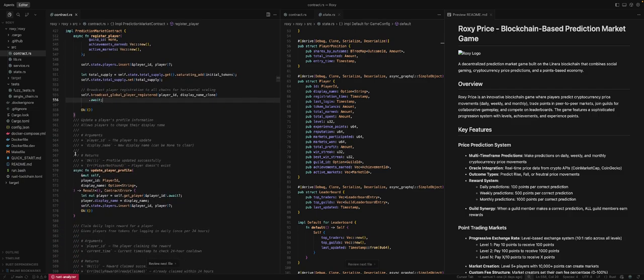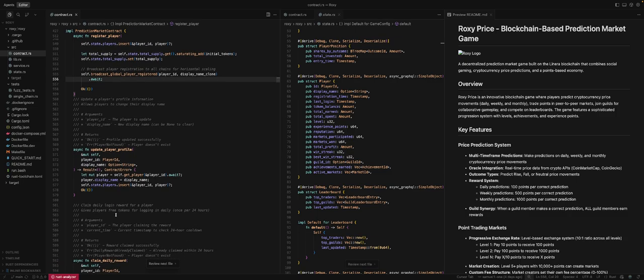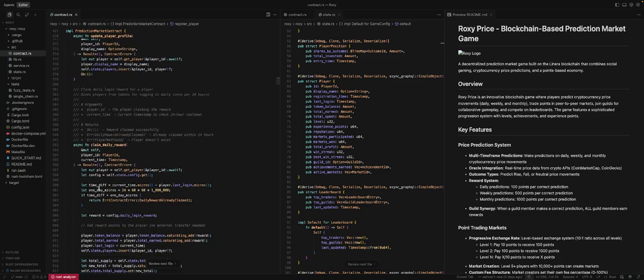So players can actually update their profiles. This is a function that updates player profiles: the player ID and display name. We get the player ID, but we can actually only update the display name. You can change your display name. That is basically what this particular function does.